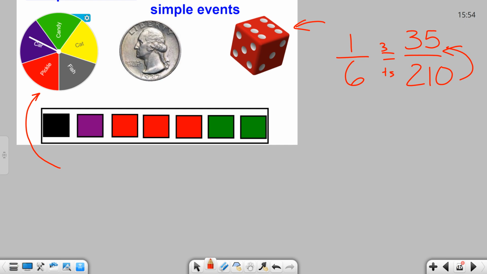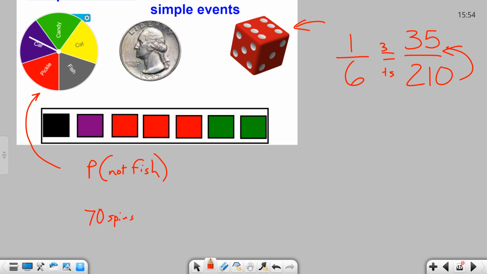On this spinner over here, out of 72 times spinning it, how many times will I not get fish? So I'm looking for the probability of not fish. Now I can't remember what number I said. What did I say? 70 times? I don't know. We'll say 70 times. 70 spins.